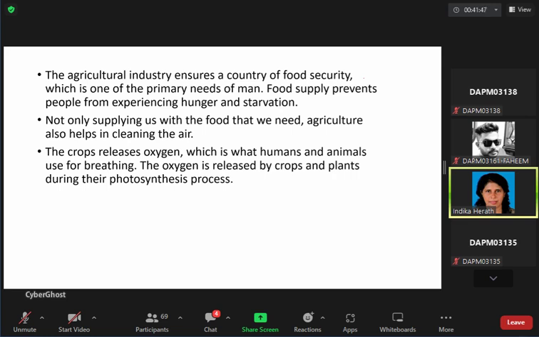Those who have done advanced level in science, not only advanced level, I think in ordinary level also, in your O levels you learn about the process of photosynthesis, right?